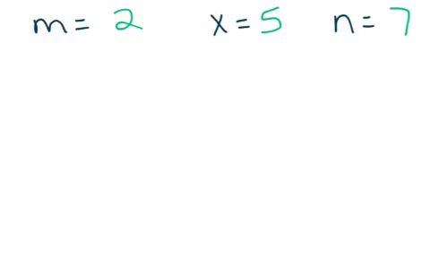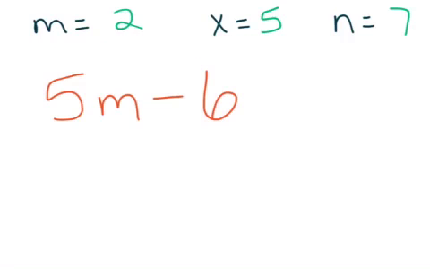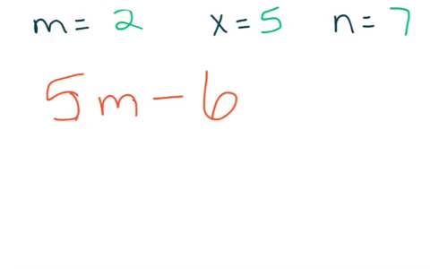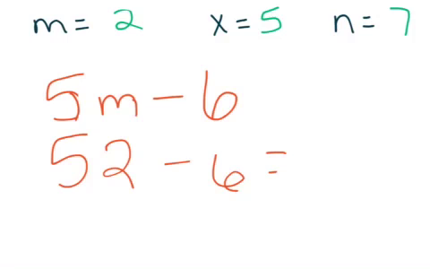With some problems, you'll be asked to evaluate each expression using particular values. In this case, I've chosen m equals 2, x equals 5, and n equals 7. So you might have a problem that looks like this, 5m minus 6. What you're going to do is replace the variable with the number that is presented as being equal to that variable. So here I have 5m, and I know that m equals 2. A common mistake that students make is just to say, okay, 5, and then we have a 2 minus 6. Oh, 52 minus 6. Wrong.